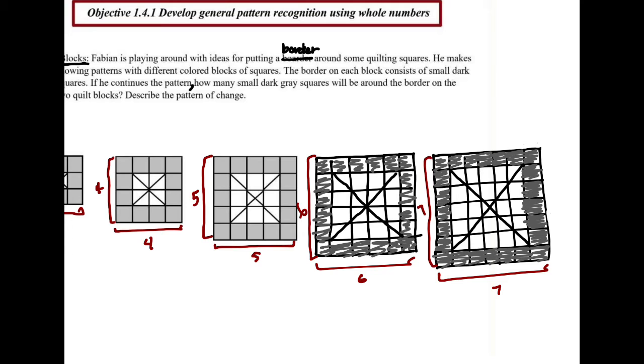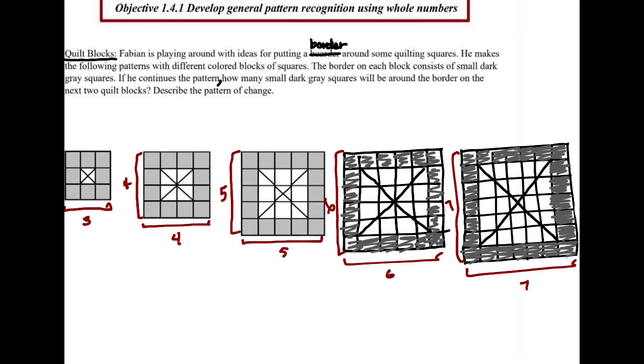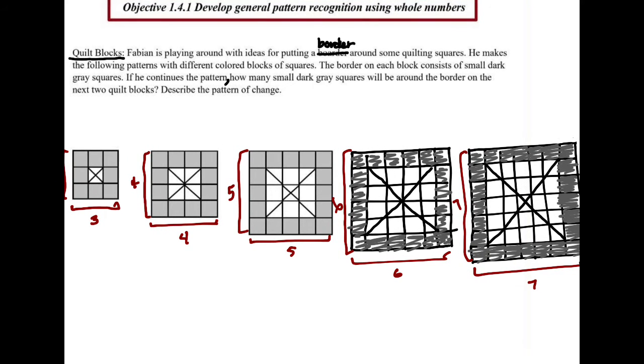Okay, so we've drawn the next two. Let me slide it over just a little bit. There we go. So draw the next two quilt blocks, which we did. Okay, how many small dark gray squares will be around the border on the next two? Okay, so we can count them up.